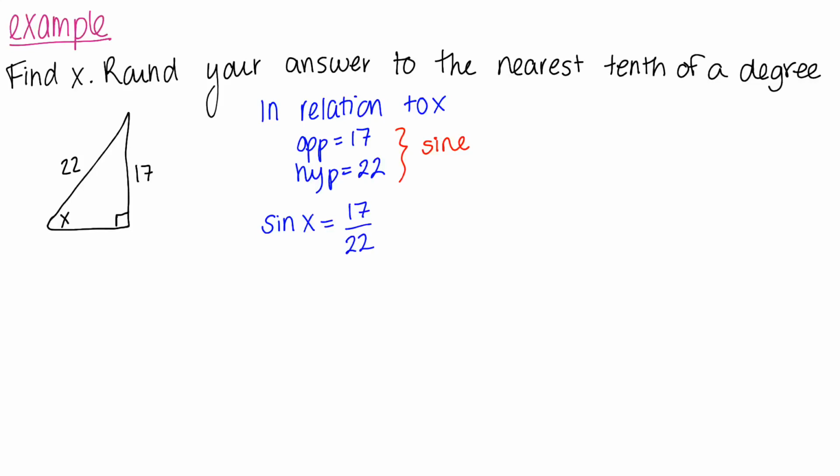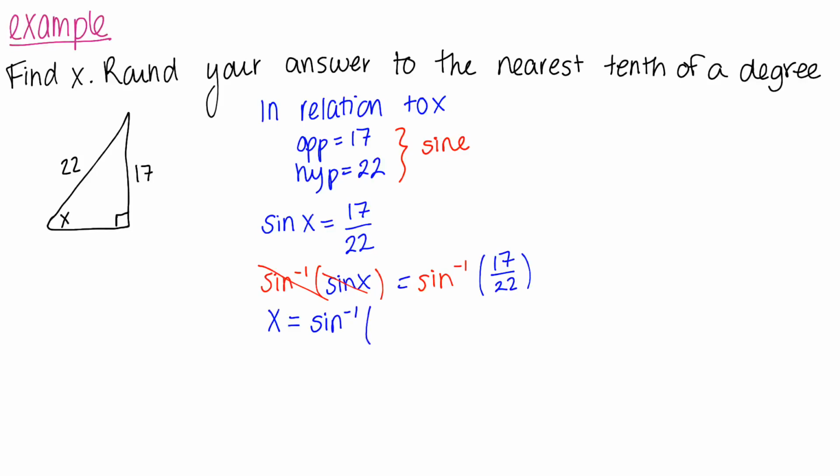To get x by itself, we're going to take inverse sine on both sides. So the way this is going to look, we have sine inverse of sine x equals sine inverse of 17 over 22. Now, sine inverse and sine don't always cancel themselves out, but when we're talking about triangles, they will. So sine inverse cancels out the sine. And now we have x is equal to sine inverse of 17 over 22.